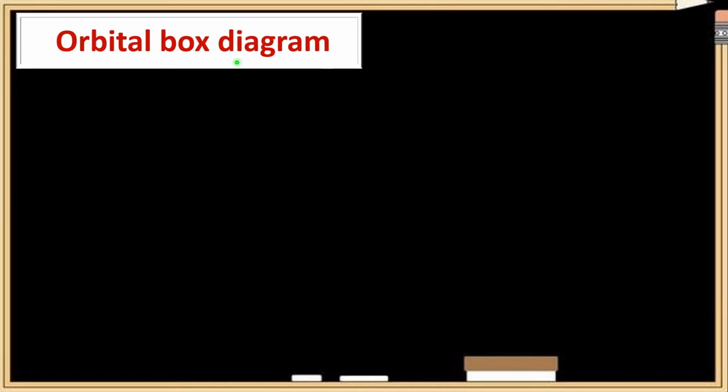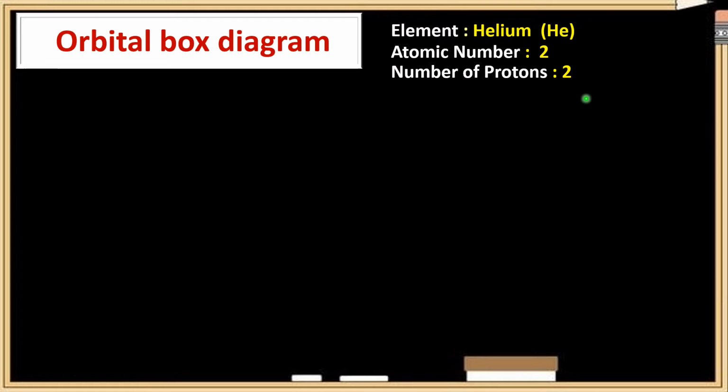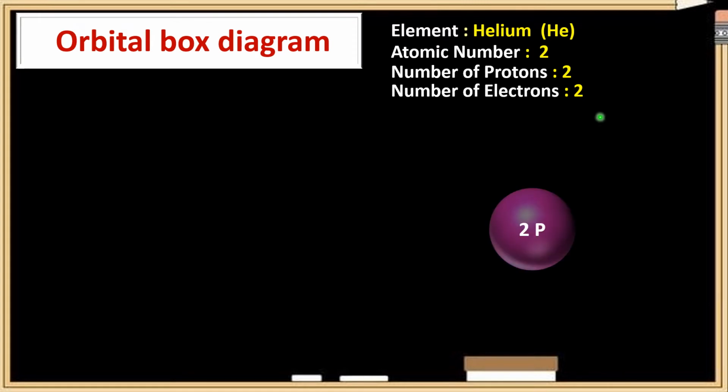Now I am going to show you how orbital box diagrams are used to represent electronic configurations. See here, I am taking an example of helium atom, He. Its atomic number is 2. The number of protons is 2. The number of electrons is also 2. And this is the nucleus of the helium atom.